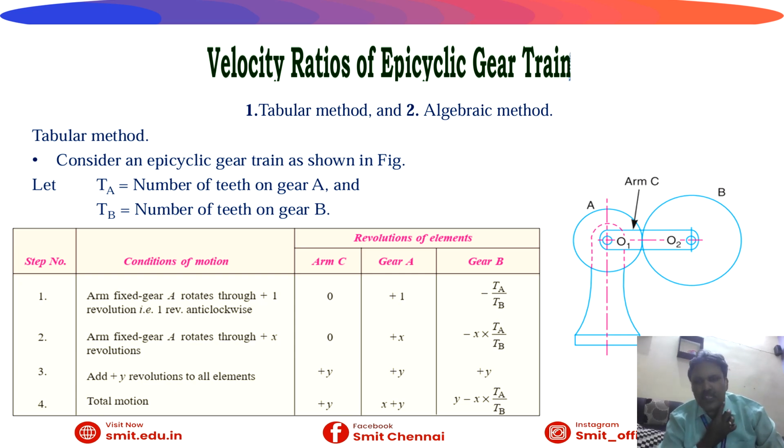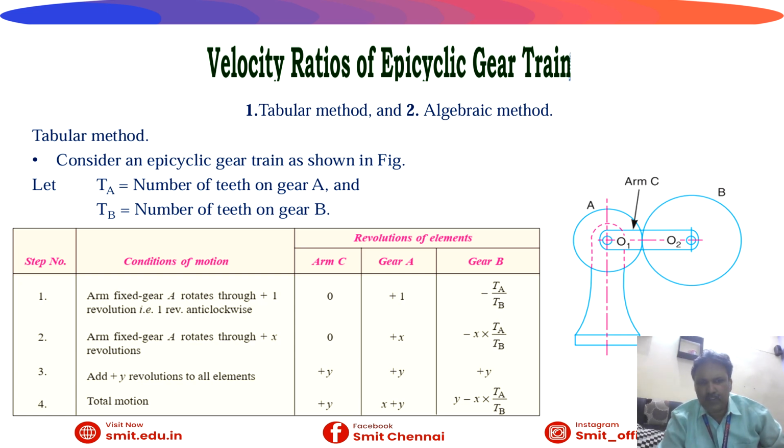The first thing we always have to do is fix the arm. That is an important condition. Gear A rotates +1 revolution, and we take the anti-clockwise direction as positive. So arm fixed means 0. In some books anti-clockwise is taken as minus, in some as positive. That is not a problem. Whatever directions we take, the final answer will be the same, whether clockwise or anti-clockwise. So gear B gets minus TA by TB.